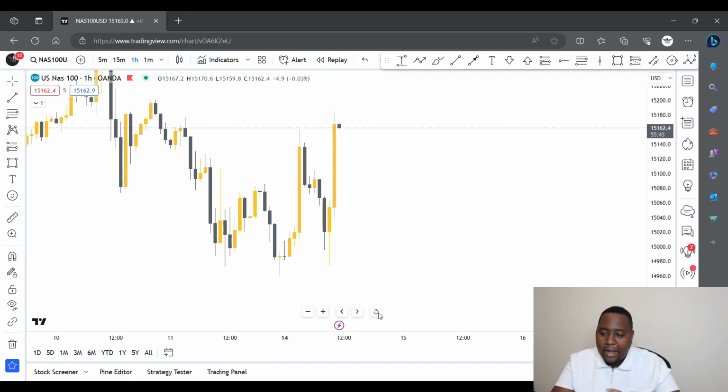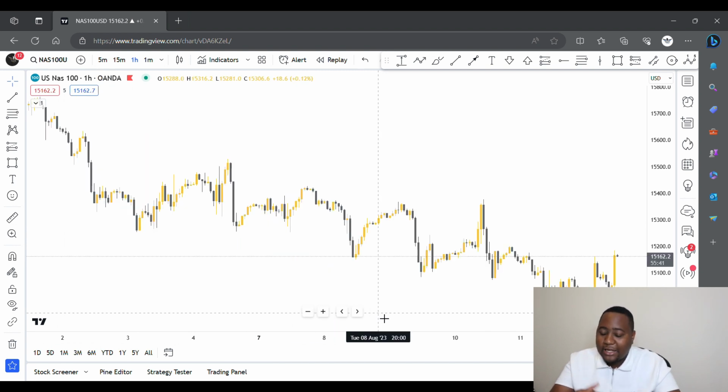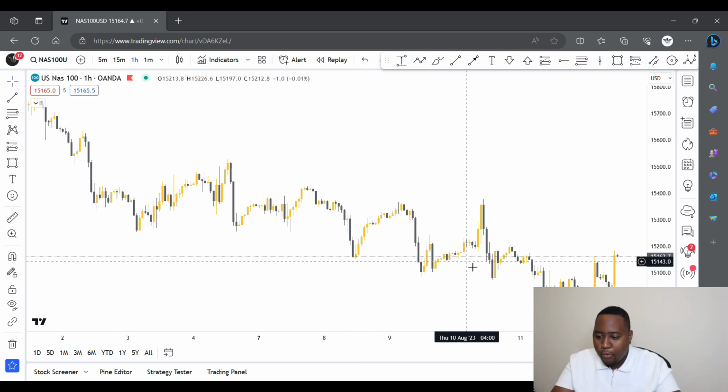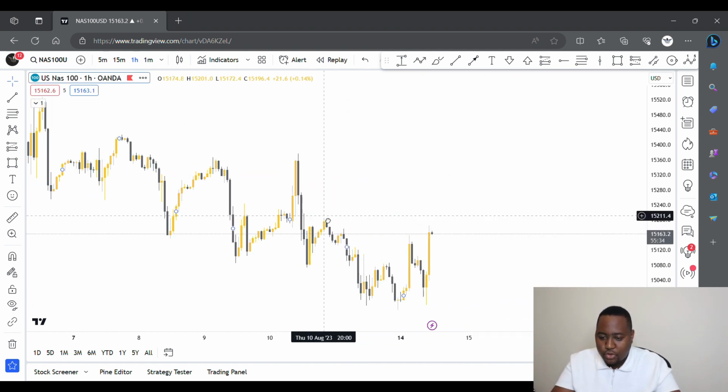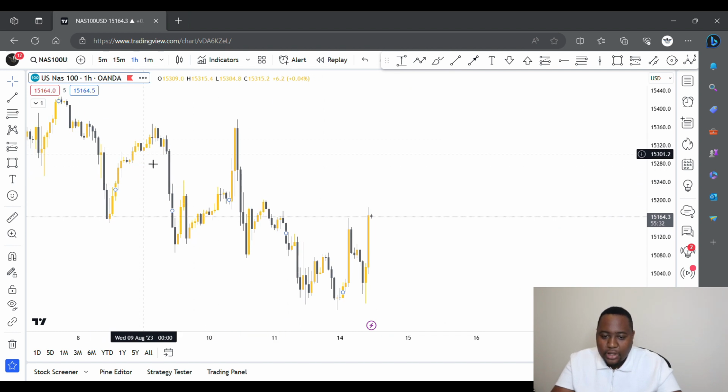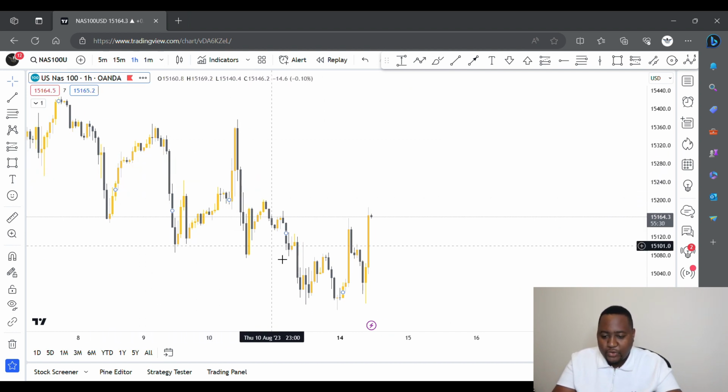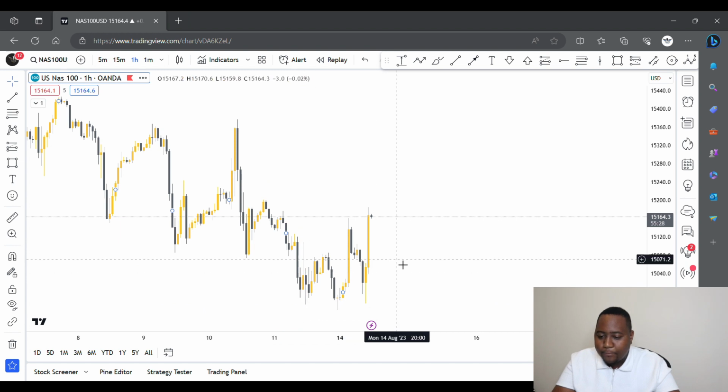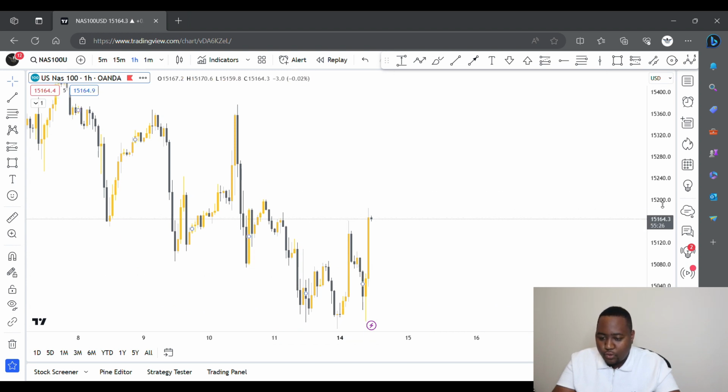Of course, in the morning I took a buy on NASDAQ, and later on took a buy during the New York session. I'm going to show you both. So let me just show you here. As you can see, it was quite a very strong bearish trend. But what ended up happening on this bearish trend, I'll show you shortly.